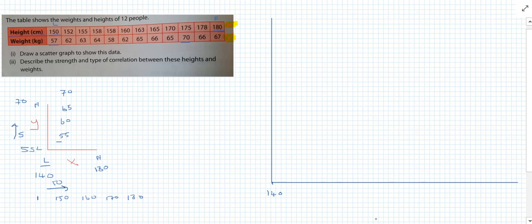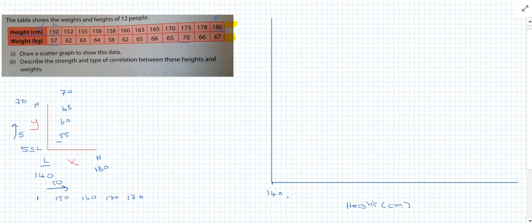And always label your axis as well, very important. So height, and the unit that we're using is centimeters. We can see here we have centimeters, so it's height in centimeters.